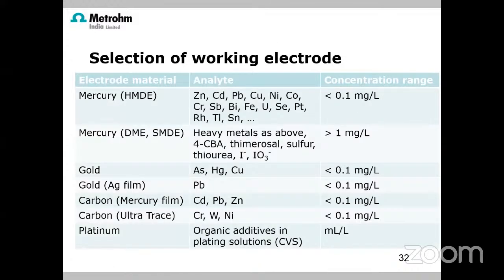So these are some of the applications I would suggest. With mercury, we can do zinc, cadmium, lead, copper, nickel, cobalt, chromium, antimony, bismuth, Fe, uranium, selenium, platinum, rhodium, thallium, then tin. Mercury, heavy metals, we can do some of the compounds also, 4CBA, thiomercil. Thiomercils are used in vaccines, thiourea, then gold. It is possible, arsenic, mercury, copper, these are all possible. So these are the other applications with respect to different electrodes.